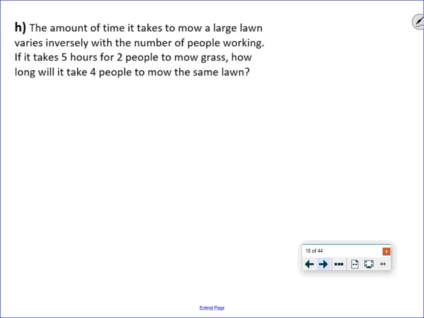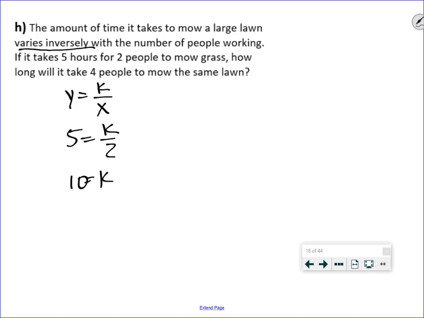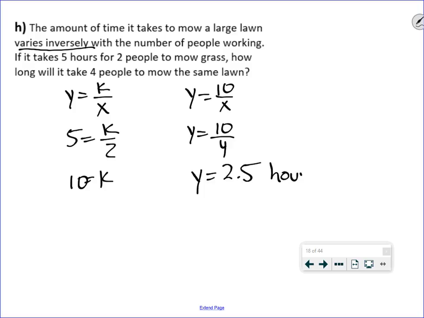Next problem is more the same. Varies inversely. So y equals k over x. If it takes 5 hours for 2 people, then k equals 10. So then y equals 10 over x. How long will it take 4 people? So that's y equals 10 over 4. So y equals 2.5 hours, or 2 hours, 30 minutes.